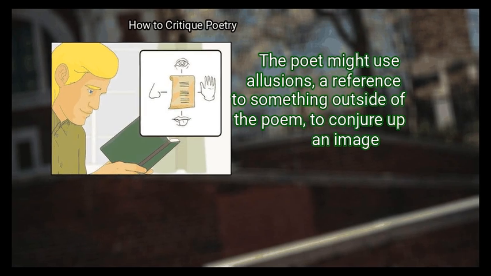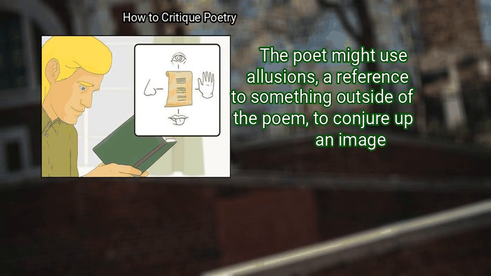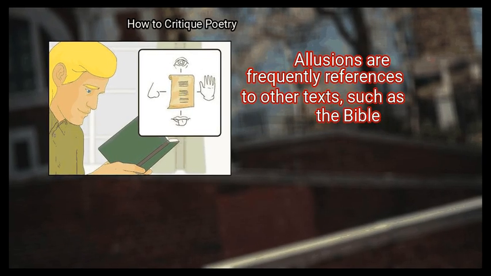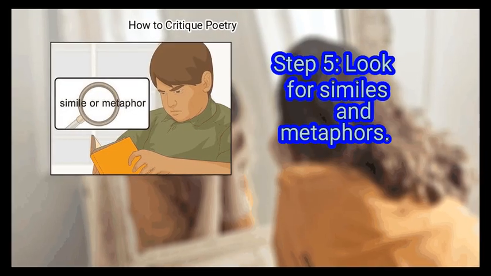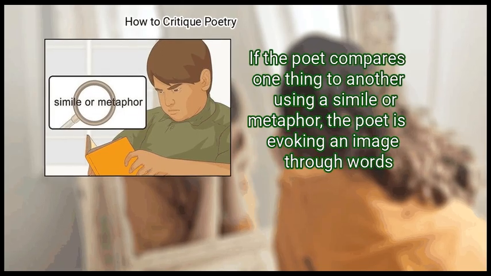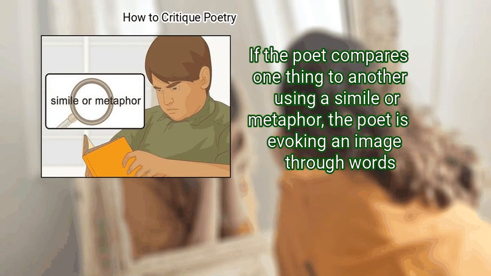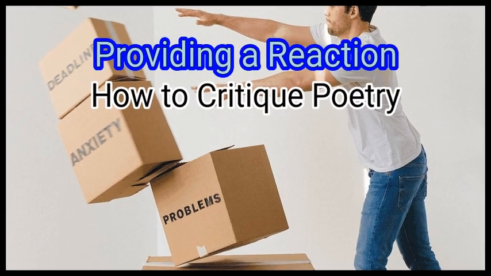The poet might use allusions, a reference to something outside of the poem, to conjure up an image. Allusions are frequently references to other texts, such as the Bible. Finally, look for similes and metaphors. If the poet compares one thing to another using a simile or metaphor, the poet is evoking an image through words. Method 3. Providing a reaction.